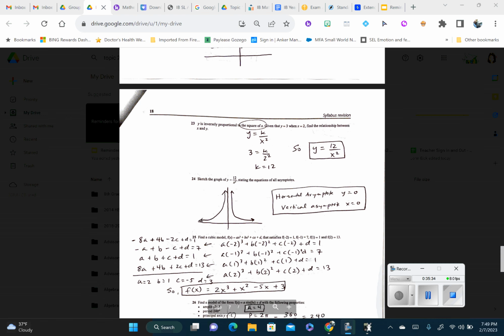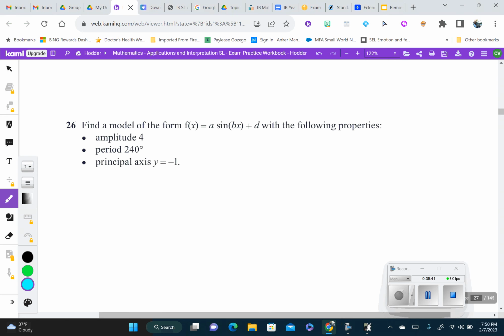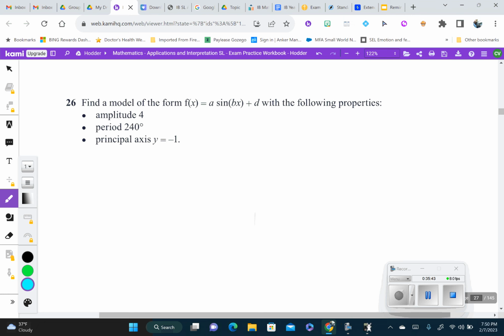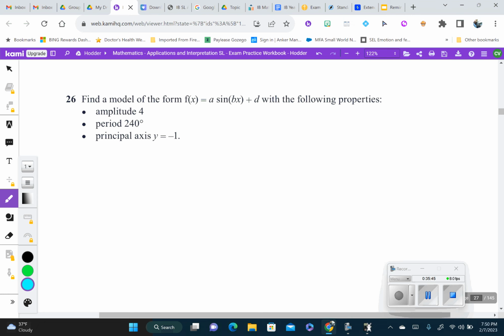Okay, this is exactly like 17 and 19. All right, so now we get into the fun stuff. Find a model of the form with the following properties. Our amplitude is 4, so our A is 4.